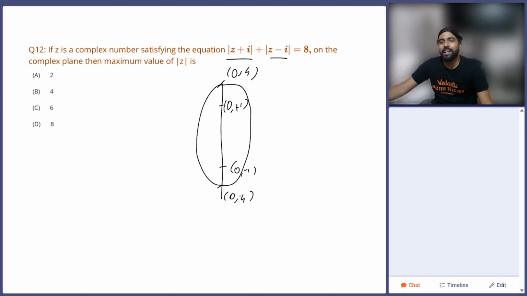So what is the maximum value of modulus Z? The point which is going to be farthest from your origin is going to be 0, 4. The maximum distance will be 4 units over here. Therefore, option B will be the answer for this question.